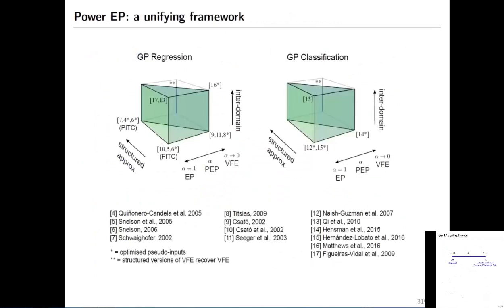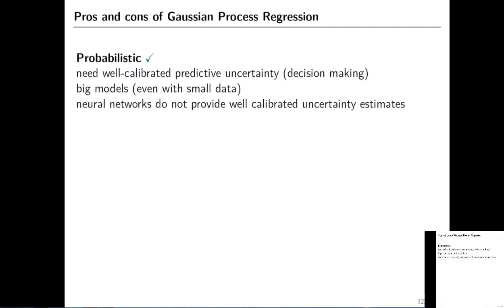Okay, DGPs for regression. This is going to compare and contrast neural networks to DGPs in some sense, to Gaussian processes. So here's why we like Gaussian processes. We need well-calibrated predictive uncertainty in general. In general, you're going to be doing a decision-making task.